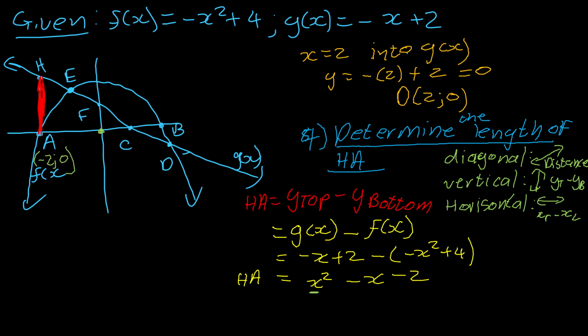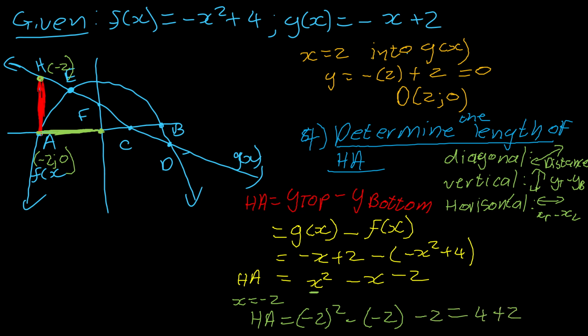Because since we know, this question would normally say the line is parallel to the y-axis. Since we know that if the x value down here for A is minus 2, the x value at the top for H will also be minus 2. So from there we substitute in our x value. So our length of HA is negative 2 squared minus 2 minus 2, and that's going to give us 4 plus 2 minus 2, which is just 4. So the length of HA in this case would have been 4.